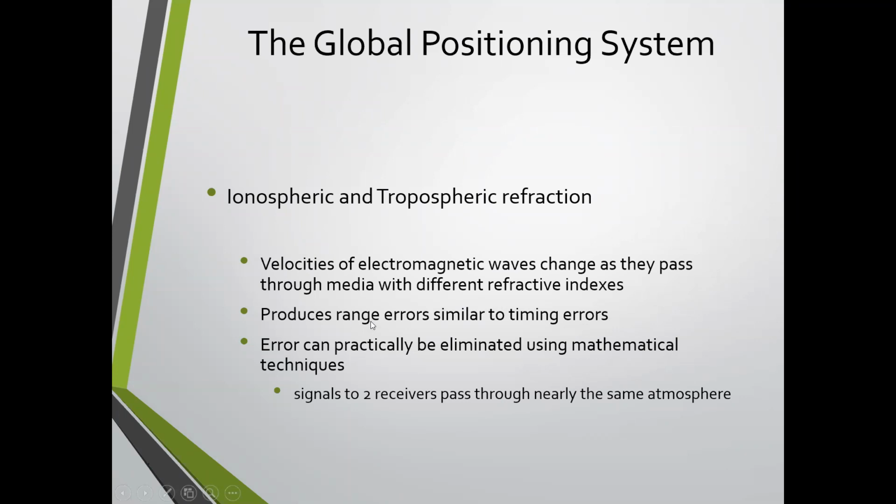So this is going to produce range errors similar to timing errors, because what that's doing is basically increasing the distance. So if it's increasing the distance, theoretically it's increasing the amount of time, which ultimately goes into the timing of the total distance from the satellite to the receiver. So these can be eliminated using mathematical techniques, since two signals that two receivers receive pass through nearly the same atmosphere. They'll do that a lot to get them out. Now, again, a lot of people are just using single receivers, but they're also getting their corrections maybe from a base station or a core station or something else.